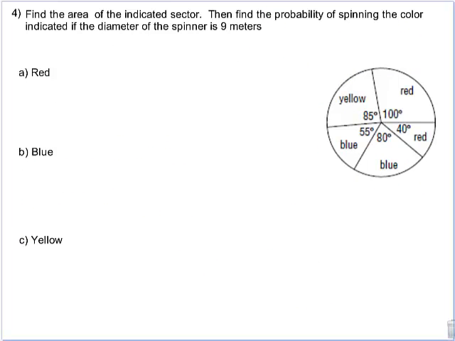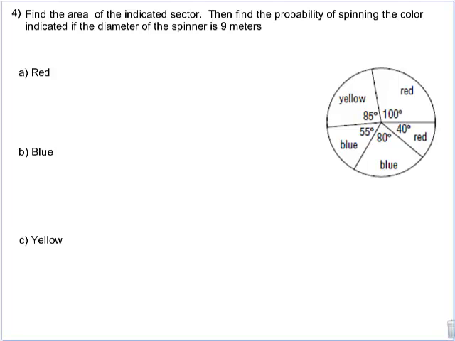Find the area of the indicated sector. Then find the probability of spinning the color indicated if the diameter of the spinner is 9 meters. So it's like one of those spinners that you flick around and you want to see if you can land it in the right spot. So here, we want to land in red.